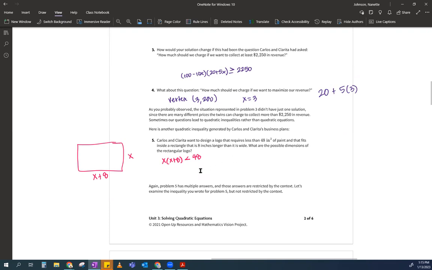Okay. So now I have to solve this thing. So I still haven't taught you really how to solve these inequalities. So I think right now, all I want you to do is think about what numbers would work for this. What numbers would work for this?